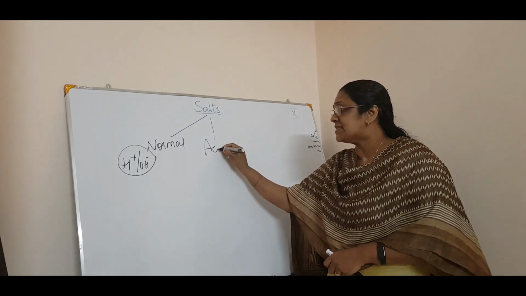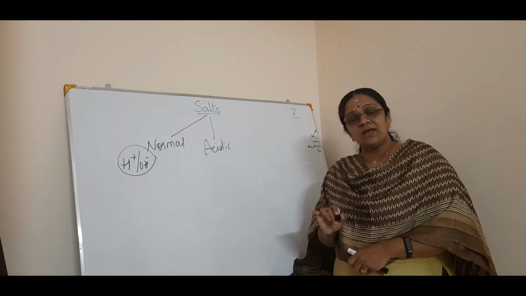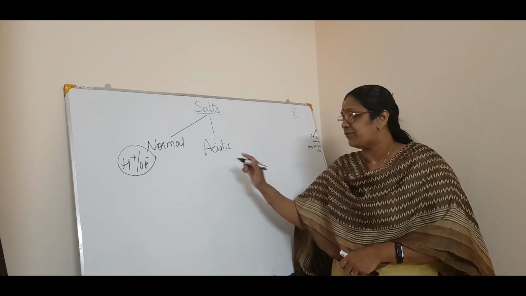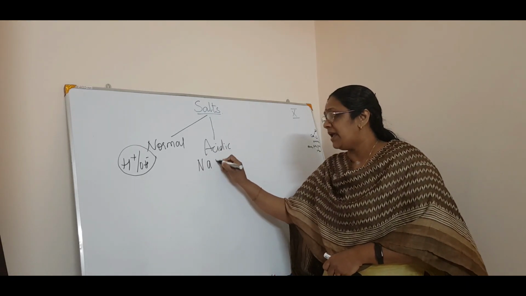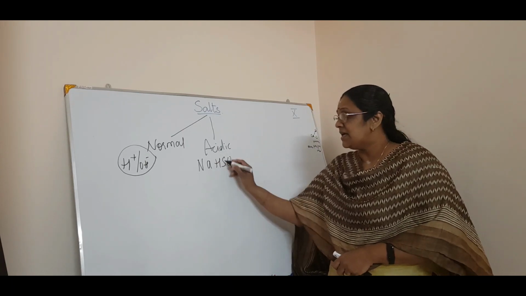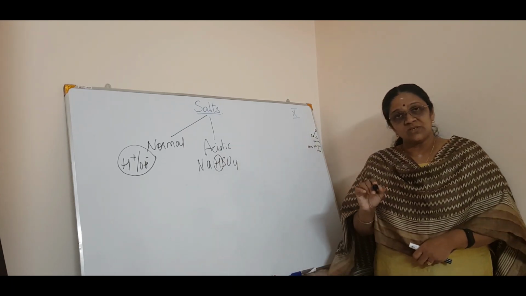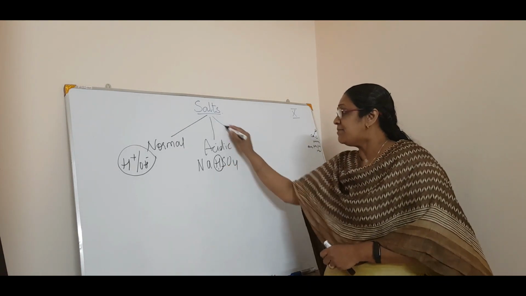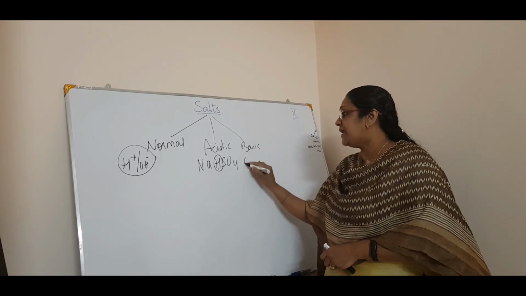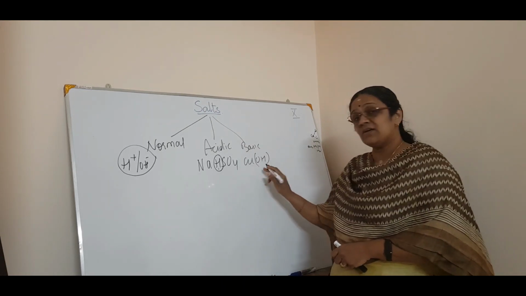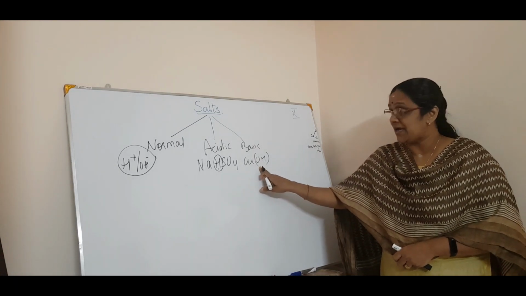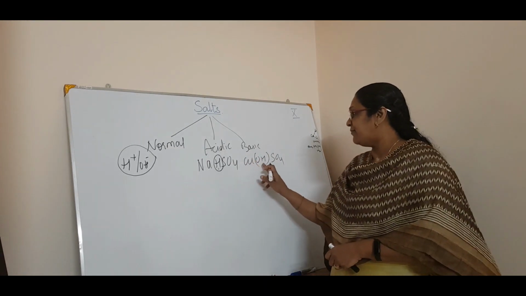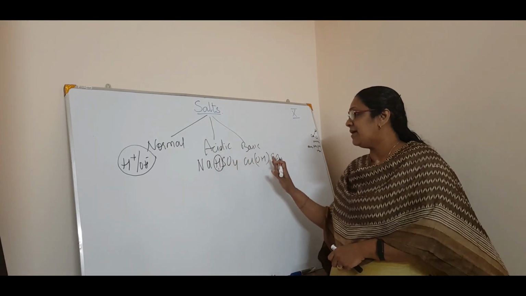Again, there can be an acidic salt. What do you mean by acidic salt? Acidic salt means there is only a partial replacement of H+. Let us give an example: NaHSO4. See, there is an H here. So in an acidic salt, it must contain an H. Likewise, in a basic salt, it must contain an OH-. At least one. That is the difference between acidic salt and basic salt.